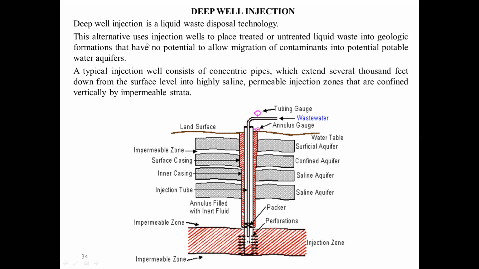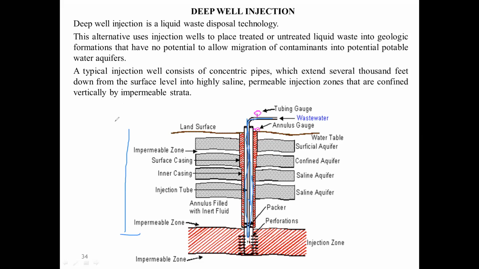So what we are going to be doing is injecting the waste through the pipes. These are the pipes which carry the waste. These are the concentric pipes which you are going to be using, which extend to a depth of 1,000 feet.